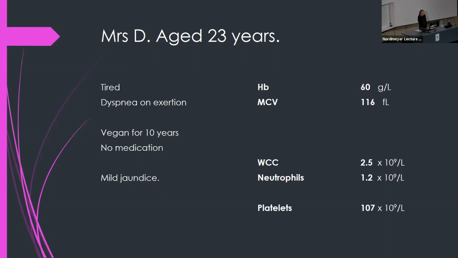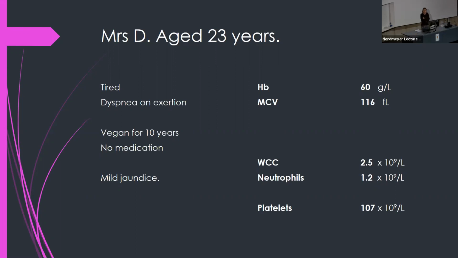So this is a bit different. Still a young lady, tired. They're all tired because it's anemia. Dyspnea on exertion. She's been vegan for 10 years. I mean, it might be relevant, it might not. It probably is if they tell you in the exam, but she's not on any medication and she's very mildly jaundiced. So she's pretty anemic. It's not surprising she's tired. She's got a really high MCV. So if 80 to 100 is normal, then 116 is really high.